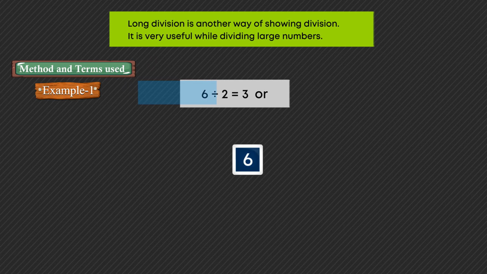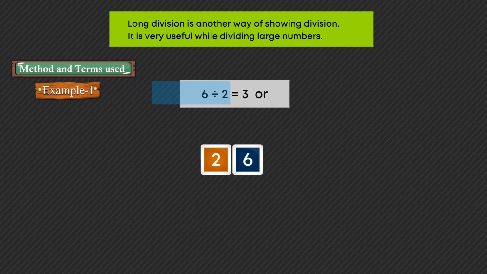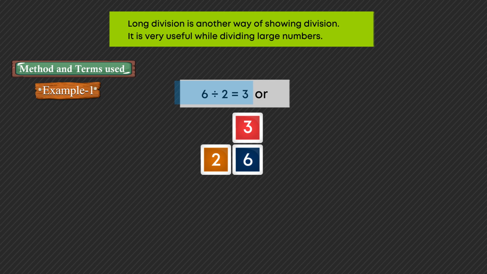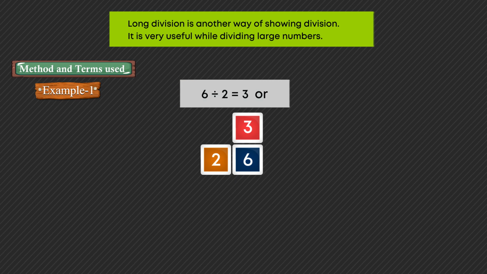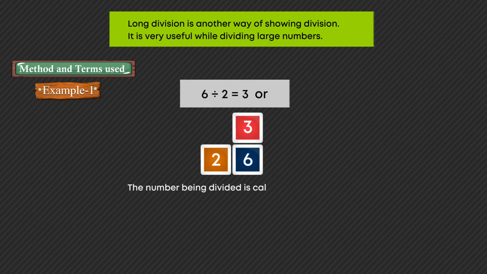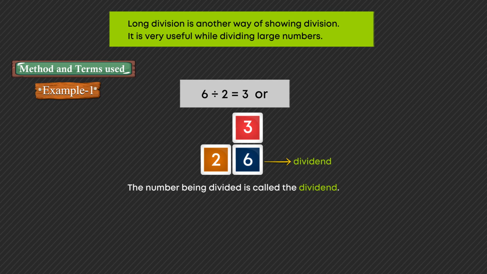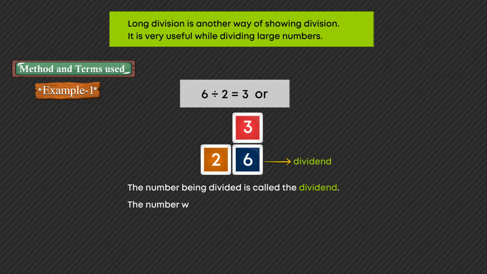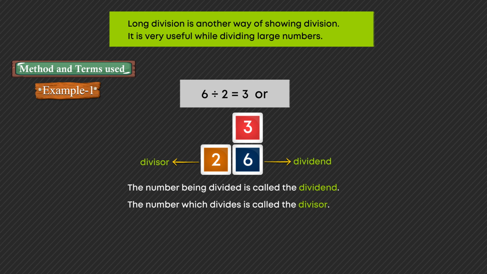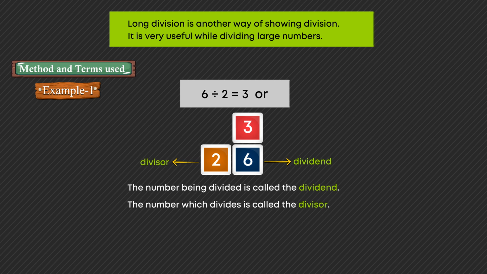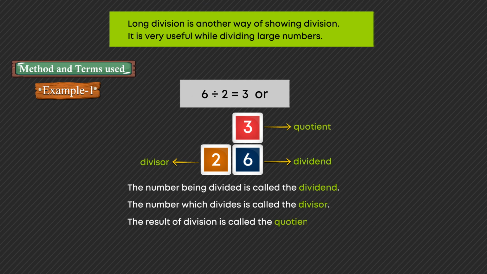6 divided by 2 is equal to 3. Here, the number being divided is called the dividend. The number which divides is called the divisor. The result of division is called the quotient.